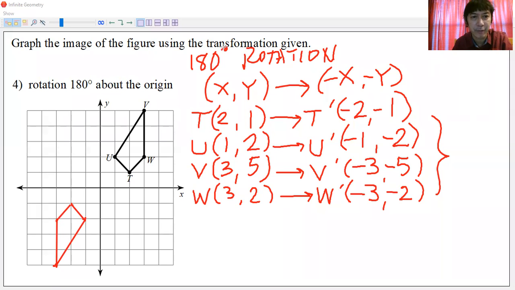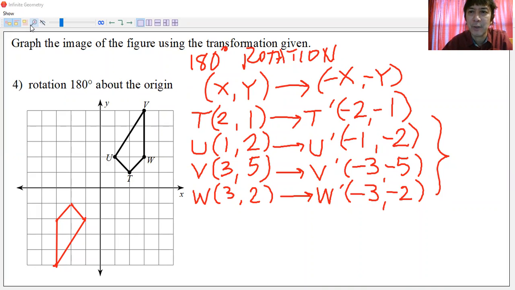This is our result after rotating the pre-image 180 degrees about the origin. So this is the answer. Let me verify the answer there. You can see it. The computer's answer coincides with our drawing there. So that will be for our fourth example.